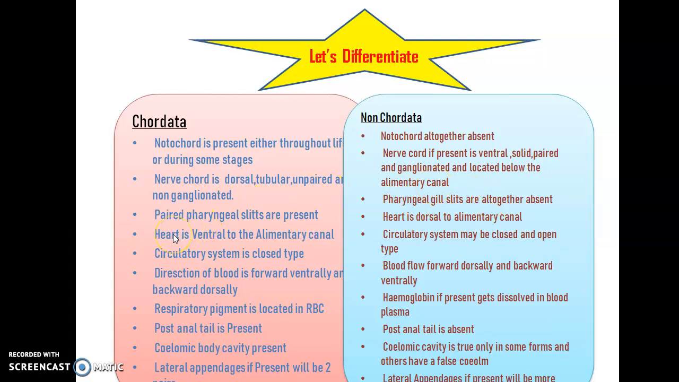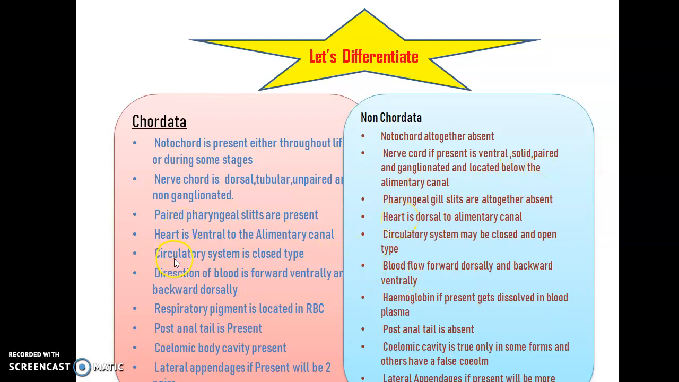Then comes the heart. We know that in most of the advanced chordates, the heart is positioned on the ventral side, the ventral region of the body, just close to the alimentary canal, right? For example, in human beings, you can see that the heart is positioned on the ventral side, while in the case of non-chordates, it is positioned on the dorsal side. The heart is positioned dorsal to the alimentary canal. For example, prawn. In prawn, it is generally located in the dorsal region of the head region.